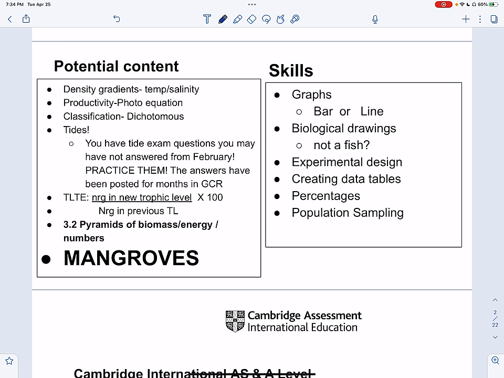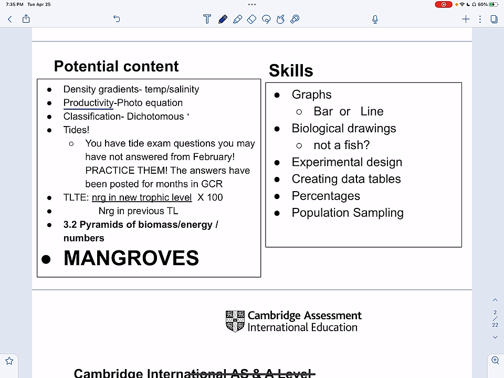So that'll be an interesting answer to see on the mark scheme. I think it had something to do maybe with the specific heat capacity of water, but there it is. I think it'll be set density gradients, so temperature, salinity, or thermocline, haloclines, the photo equation, and maybe even respiration. So just reverse photosynthesis and productivity. Cambridge loves a good productivity definition.